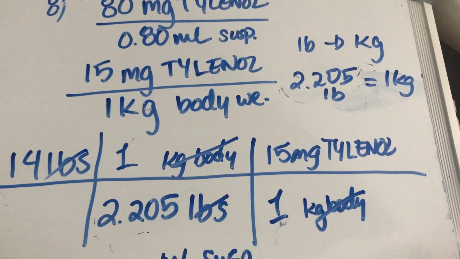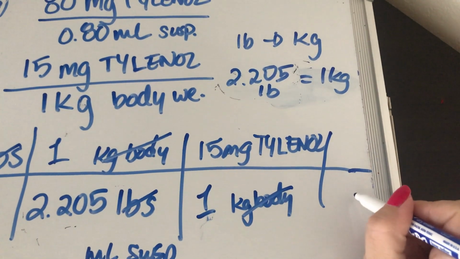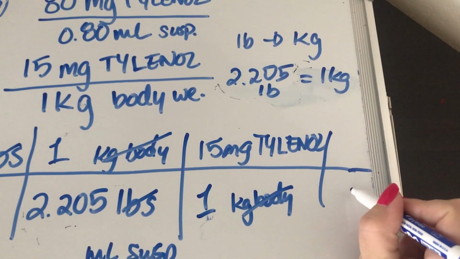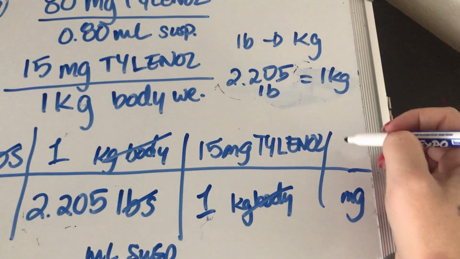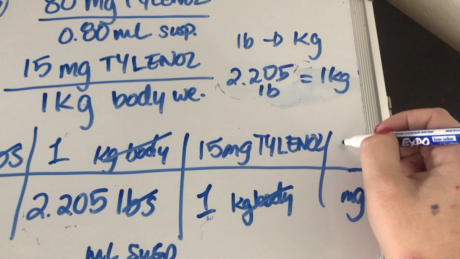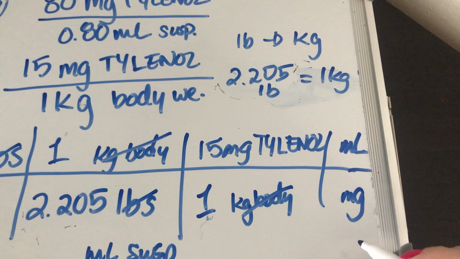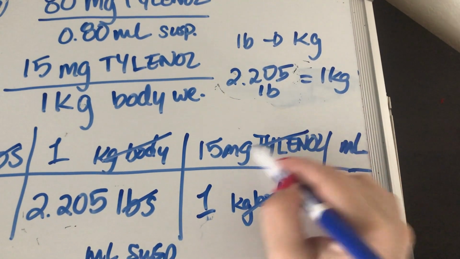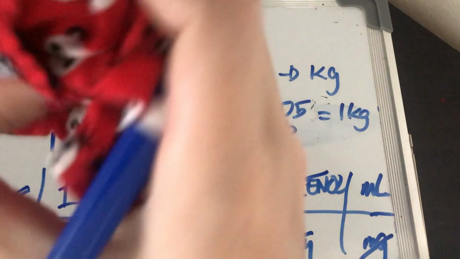Now I'm going off the board already. What unit needs to go down here? Milligrams. Milligrams of Tylenol, and what's going to go on top? Milliliters. Milliliters, right? I'm going to rewrite this in a nice way down below. Is everybody comfortable with what we did there? Yes. Cool. I'm going to rewrite this, make it cuter.